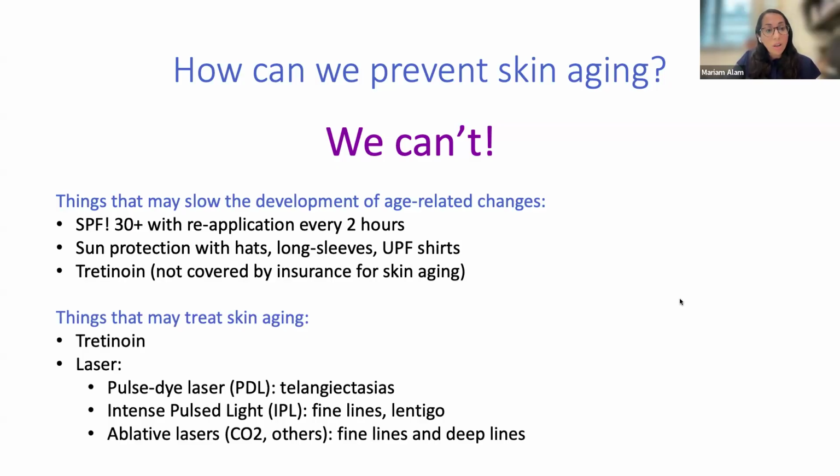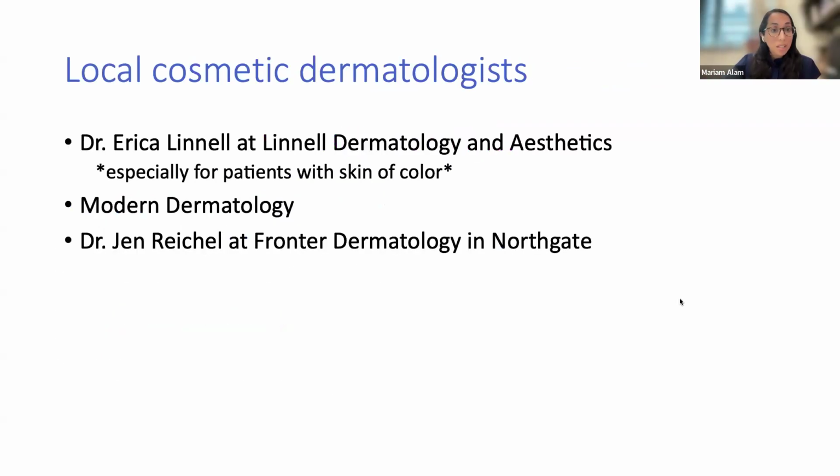There are things that can treat age-related changes as well. Tretinoin, again, can be helpful, and then lasers can be helpful. Pulse dye laser is used for some of the telangiectasias that we see in aging. Intense pulse light, IPL, which is actually not a laser, it's just a particular type of light, can be used to treat fine lines and lentigos. And then you can get ablative resurfacing lasers, which, to be a little simplistic about it, kind of burn off the top couple layers of skin, and can really get at fine lines and deep lines as well.